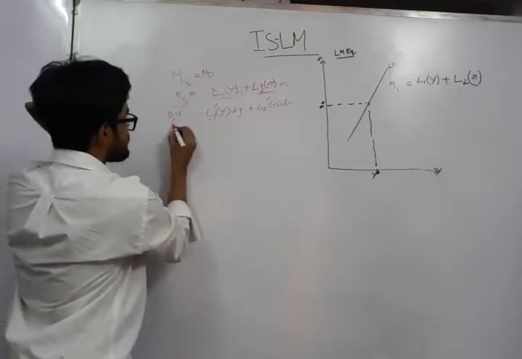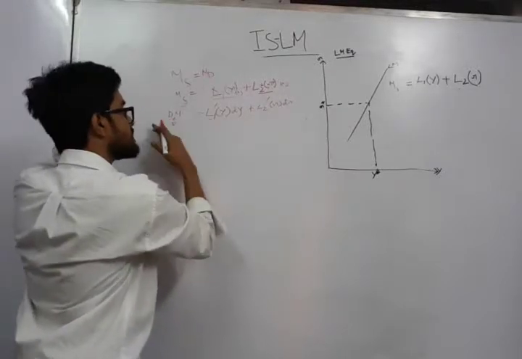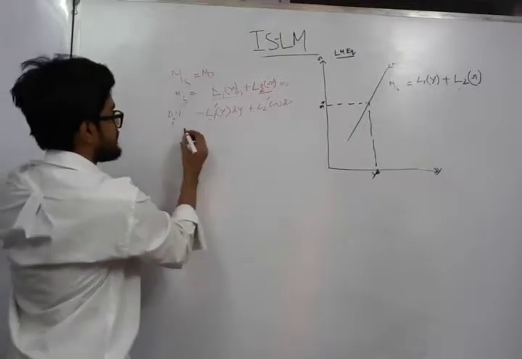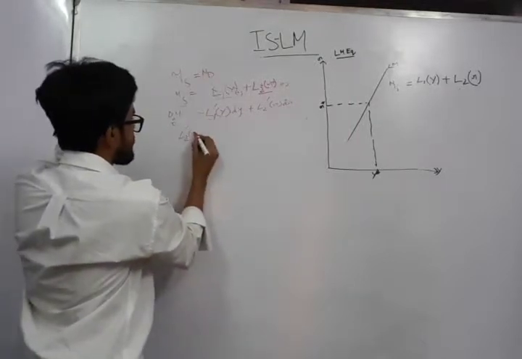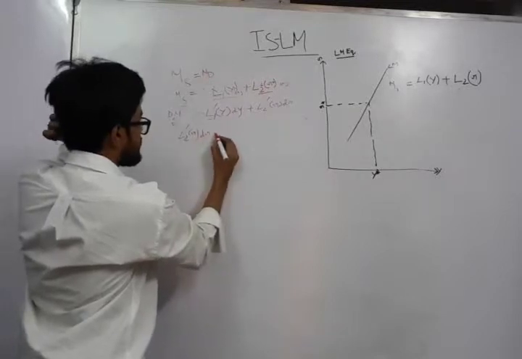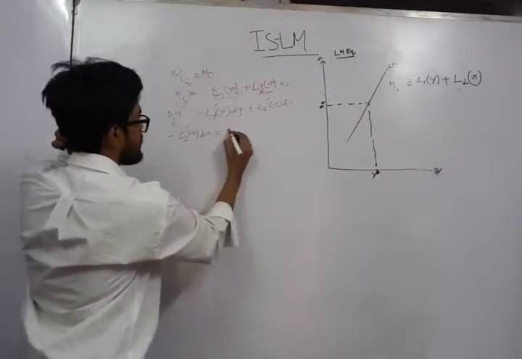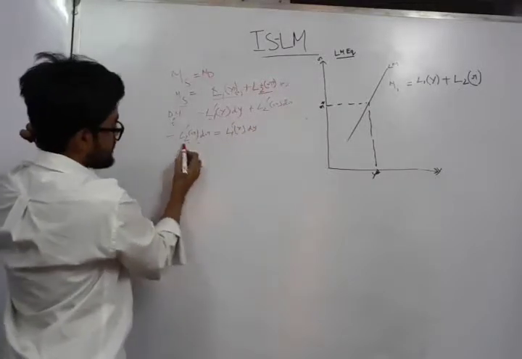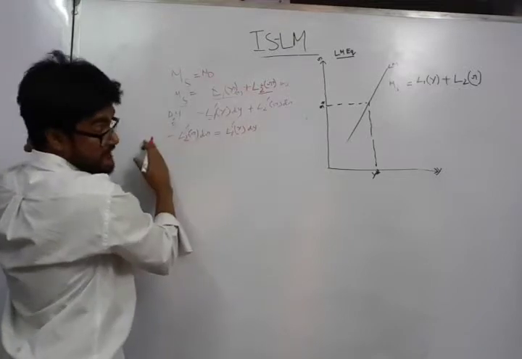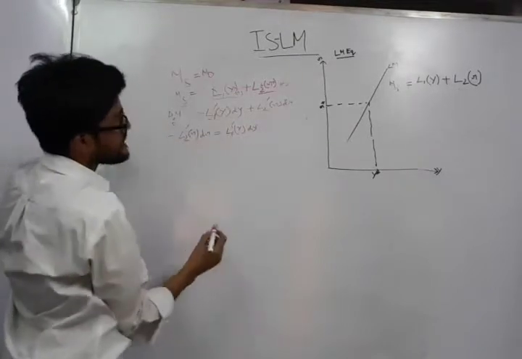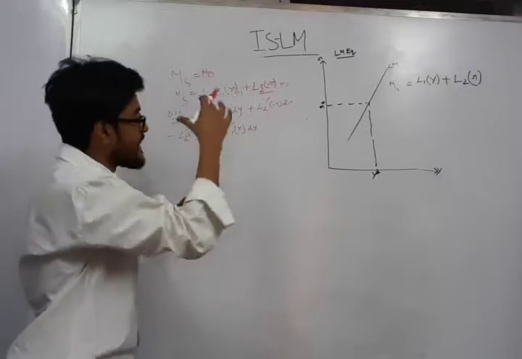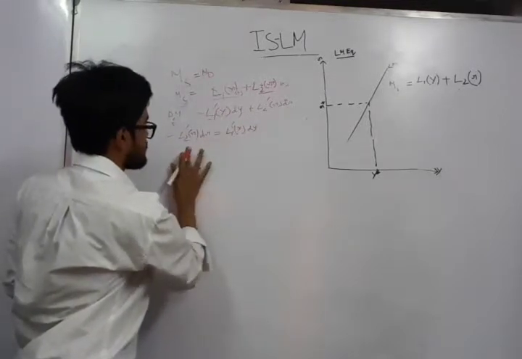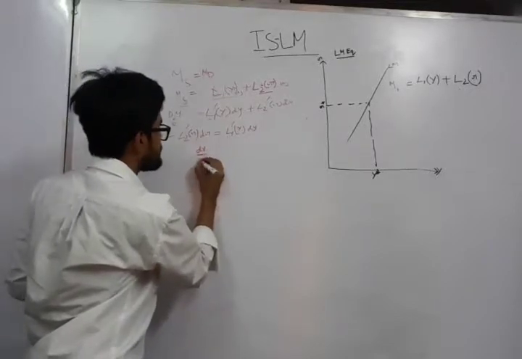Now this becomes 0. We take the L2(R) dR part to the left side, so it becomes negative as we have taken it to the left-hand side. Now as I demonstrated when I was drawing the IS curve slope, the slope is dY by dR.